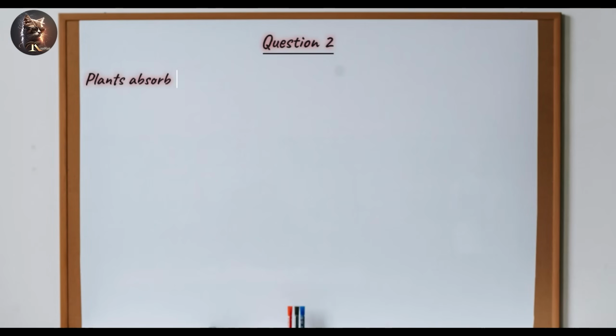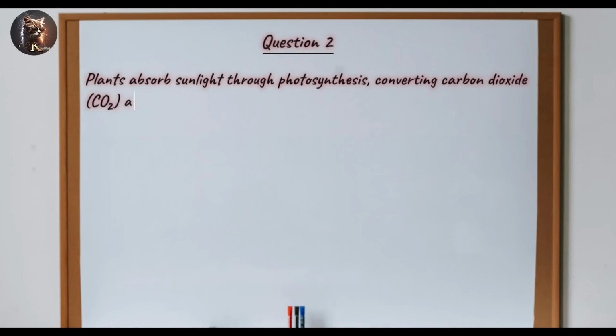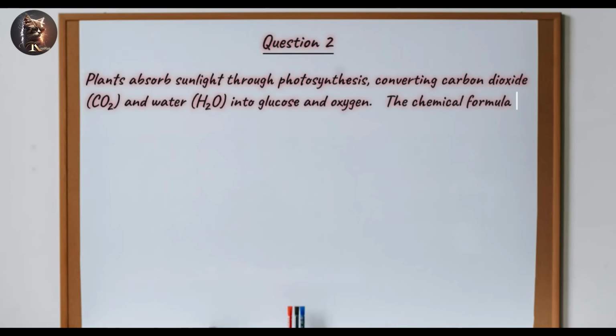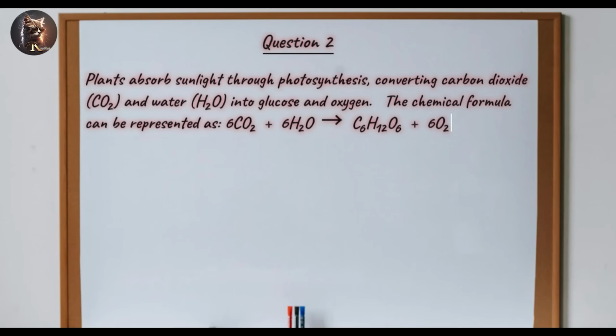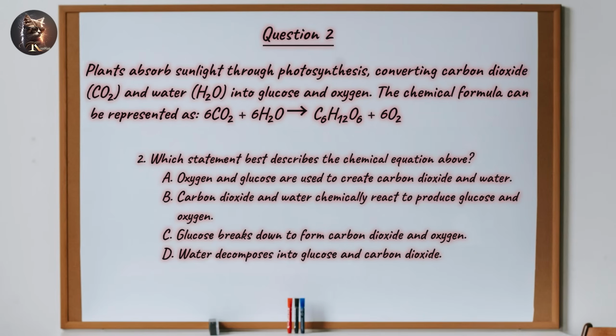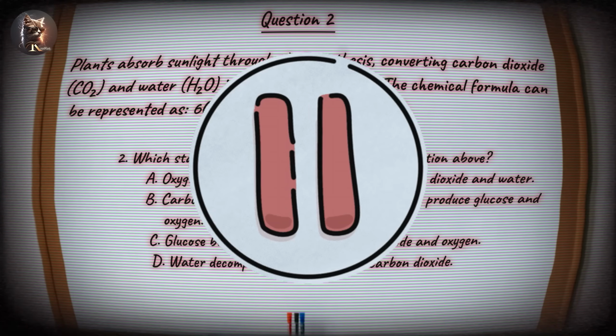The passage says that plants absorb sunlight through photosynthesis, converting carbon dioxide, CO2, and water, H2O, into glucose and oxygen. The chemical formula can be represented as 6CO2 plus 6H2O, then the arrow means gives off or converted to C6H12O6 plus 6O2. Then the question asks, which statement best describes the chemical equation above? What do you understand based on the passage and the question? Pause and think about it, or even make your own notes.